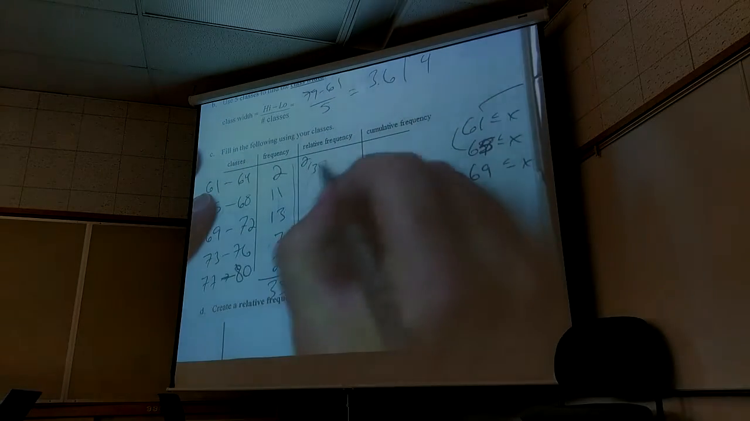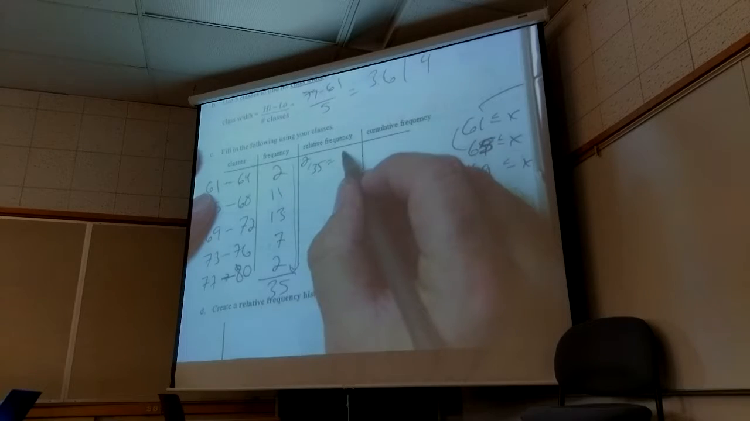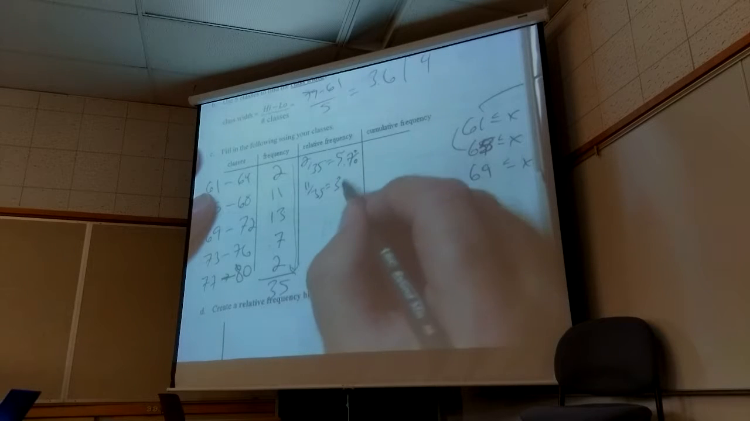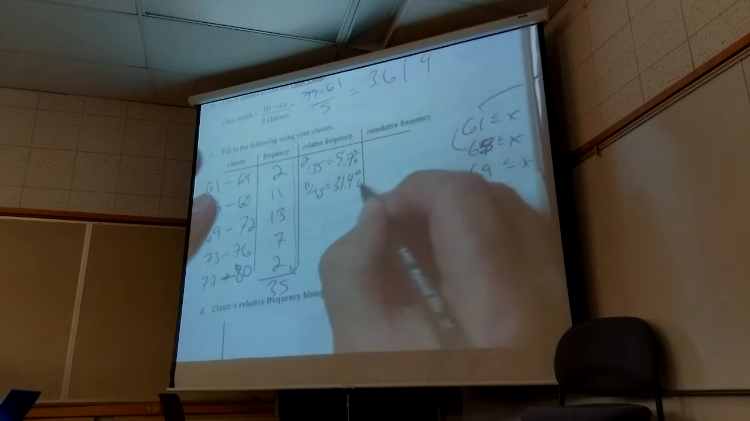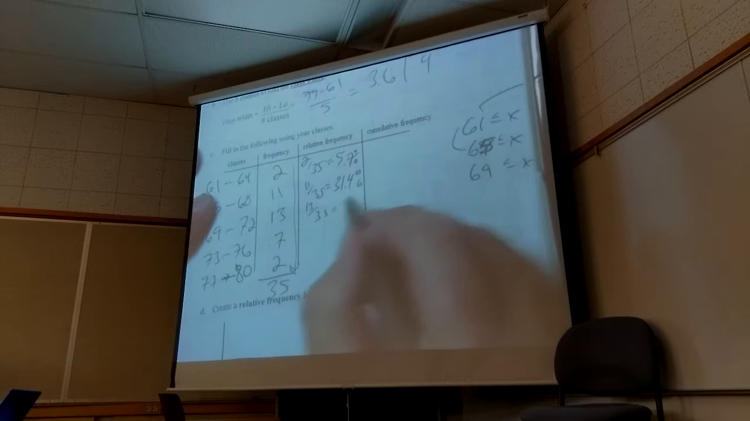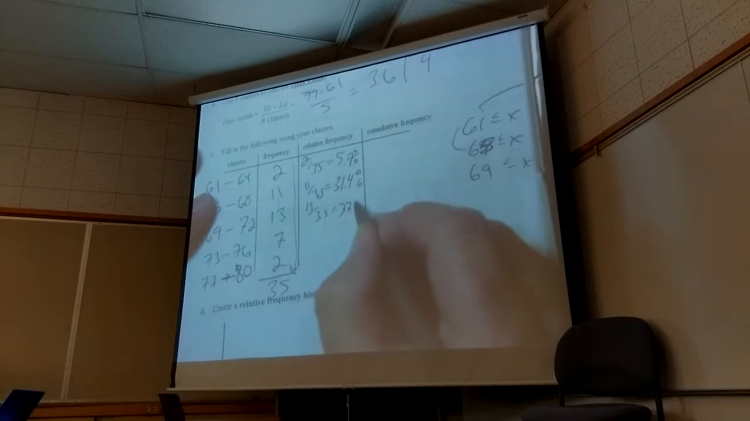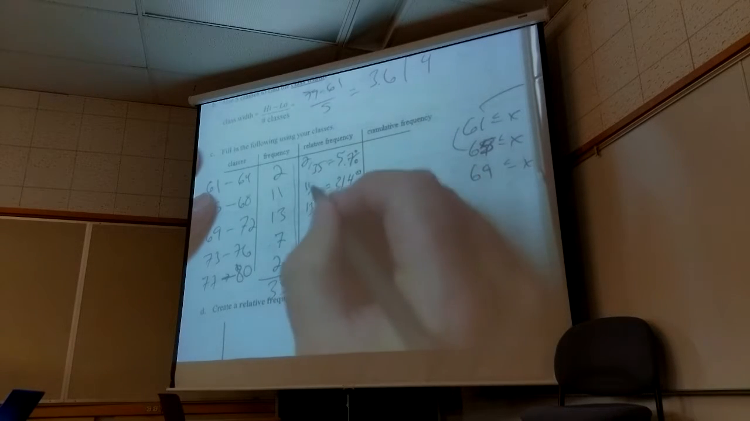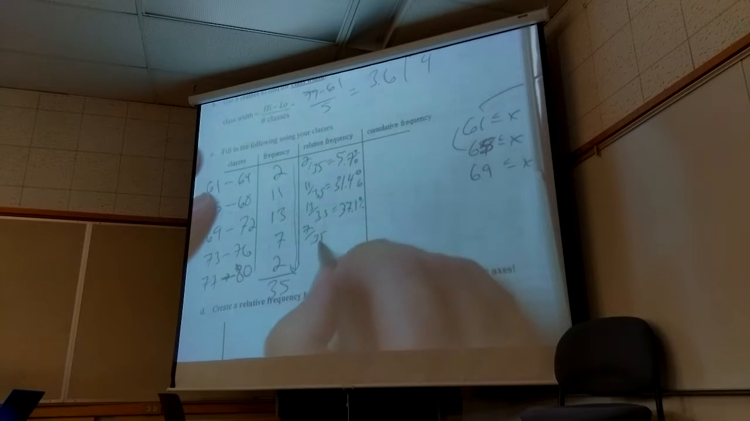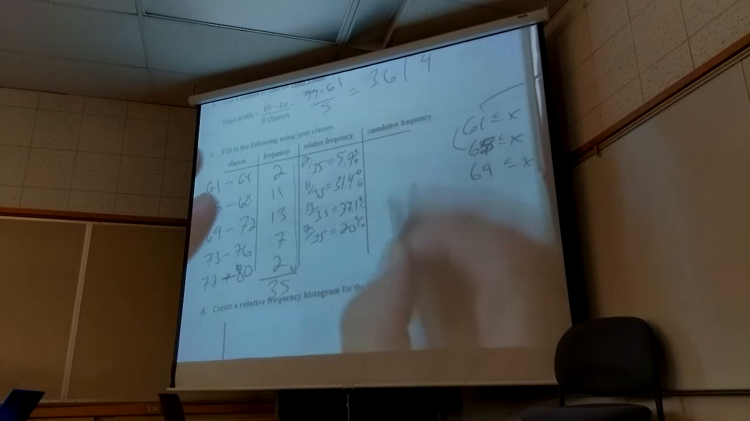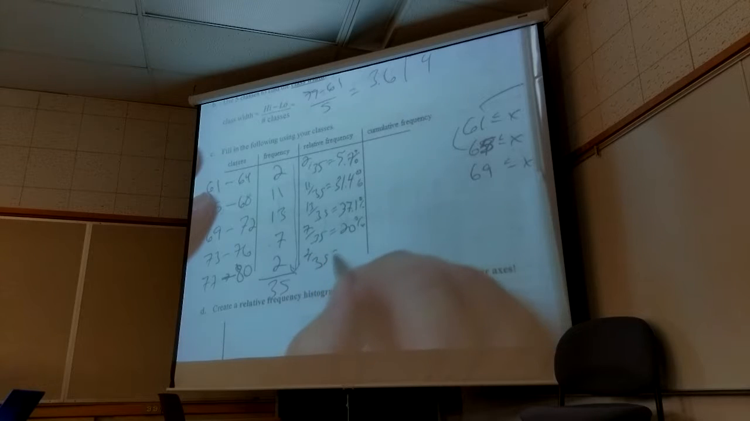So 2 out of 35 is 5.7. 11 out of 35 is 31.4. 13 out of 35 is 37.1. Let's just add these up to 1. 7 out of 35 is 20%. 2 out of 35 is still 5.7%.